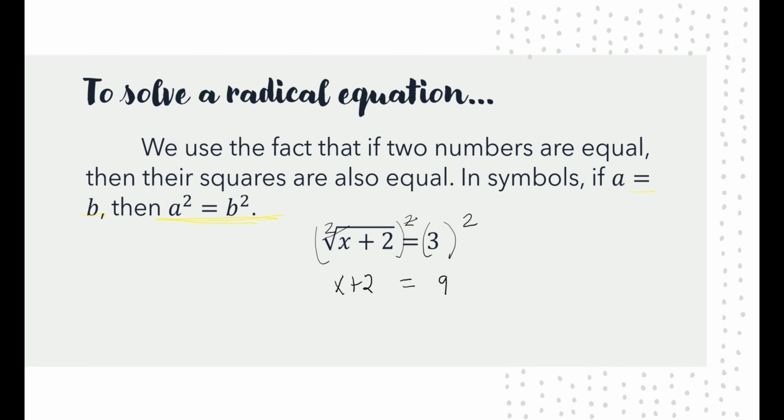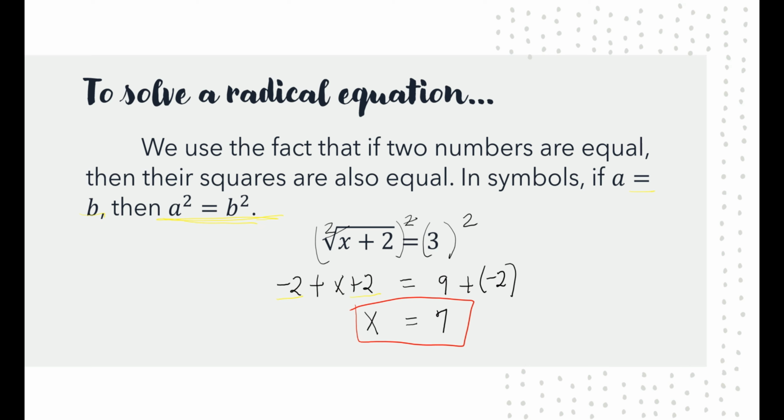The next thing that we have to do is use the addition property of equality and add negative 2 to both sides of the equation, and then simplify. Negative 2 plus negative 2 is equal to 0, so in this left side only the x would remain, equals 9 plus negative 2, which is equal to 9 minus 2, and that is 7. Therefore, the value of x in this radical equation is equal to 7.